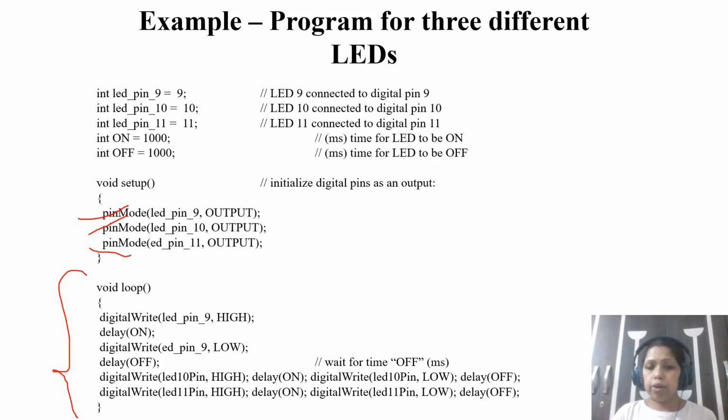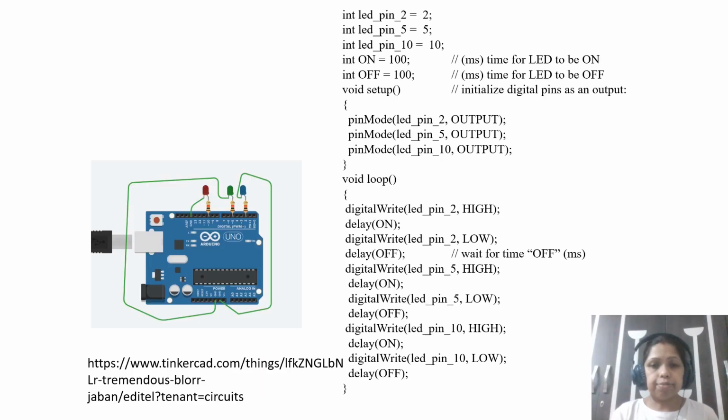In this way, this same set of instructions, these four lines of code, you have to write three times, but you have to change the variable name: here LED 10, here LED 11. This is the same program as a single LED blinking, but under the void loop function you write it three times, and you declare three different variables for three different LEDs. I hope you have understood, and I will show it at the end of the lecture in Tinkercad.